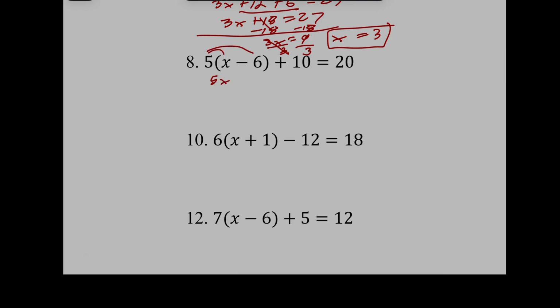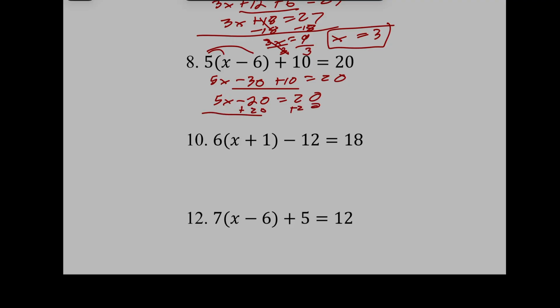5x is 5x. 5 times -6 is -30. I'm going to add 10 to both sides. Now, I have like terms on the left. So when I have like terms, I just combine them together. Signs are different, so I'm going to subtract, keep the sign of the bigger number, and that equals 20. Now I'm going to add 20 to both sides.